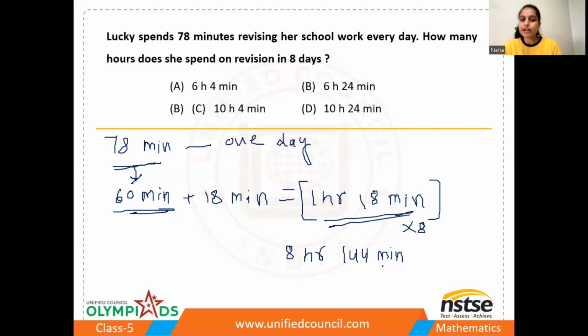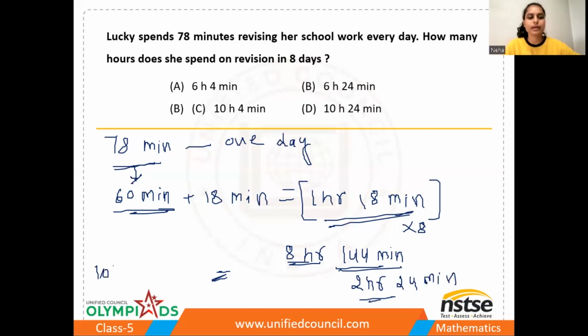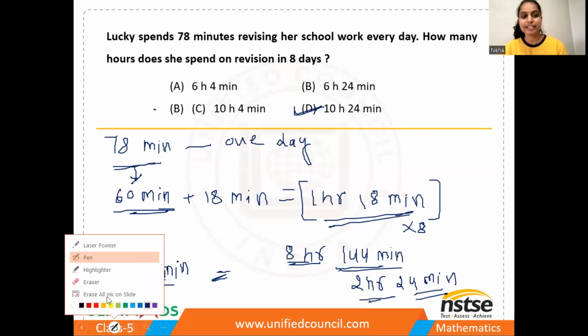Now 144 minutes I can convert to hours, right? I can convert it to hours. So this will be 2 hours, because 60 plus 60 is 120, and 24 minutes. Yeah. So can I write it 8 hours plus 2 hours, which is 10 hours, correct? And this is 24 minutes. Now 24 minutes is less than 60, so I can't convert it into hours. Okay, so I think yes, this is the right answer, 10 hours and 24 minutes. Option B is your right answer, my dear students.